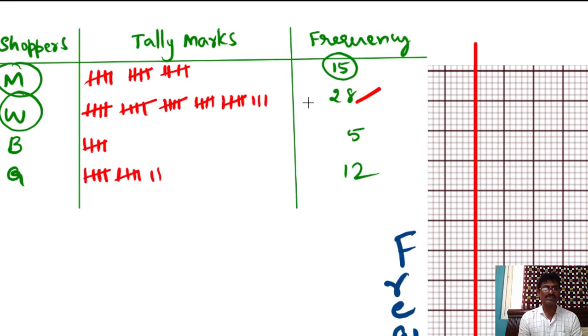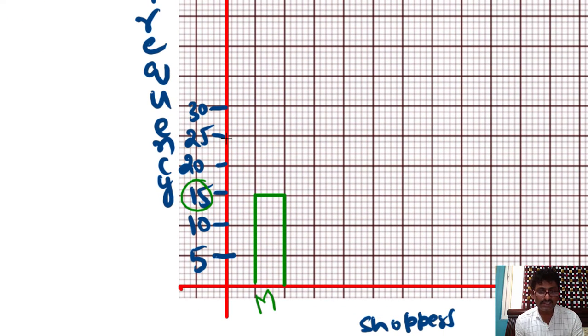Now women's frequency W is 28. So where is 28? You see here 25 to 30, so 28 is approximately here. Now let us draw a rectangle for which the height is 28. So like this. Let us draw.